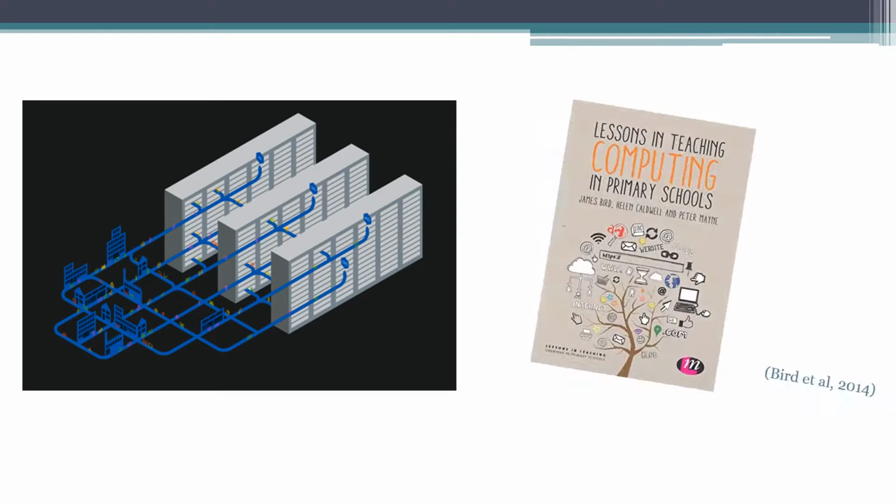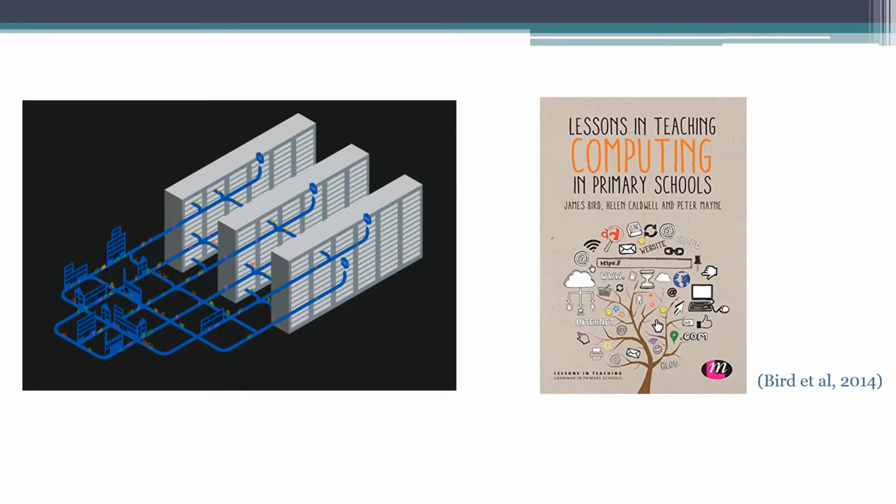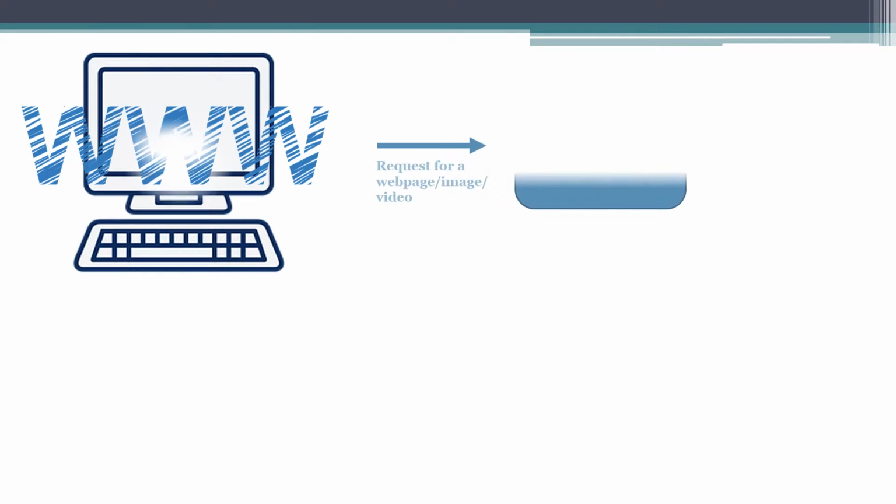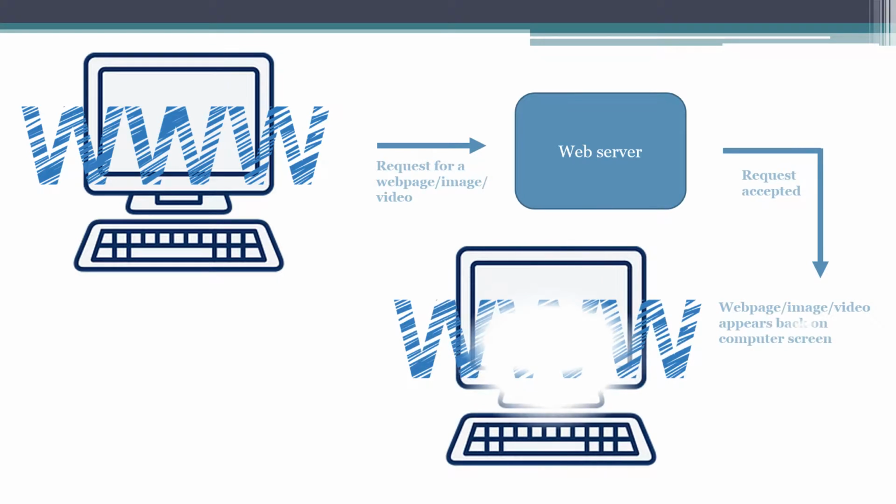An idea of a lesson that can help children understand the concept of how data is transmitted and received is set out in Bird et al.'s Lessons in Teaching Computing in Primary Schools. He looks at the knowledge Key Stage 2 pupils should know and focuses on their prior knowledge and how this can be built on with a range of resources. The main body of the lesson looks at how a group of children can work together to recreate the journey of the request and delivery of a web page. After this activity, children will have a clearer understanding of the main networking concepts and ideas.